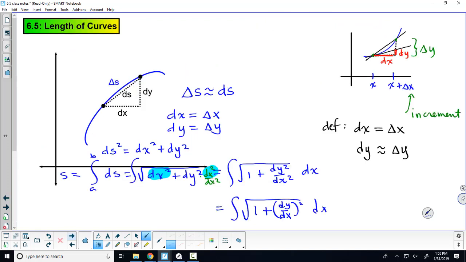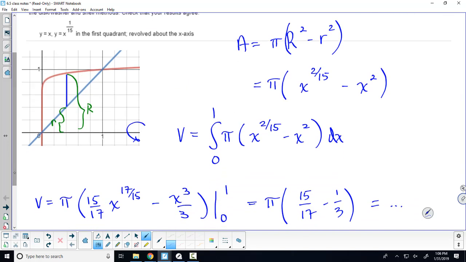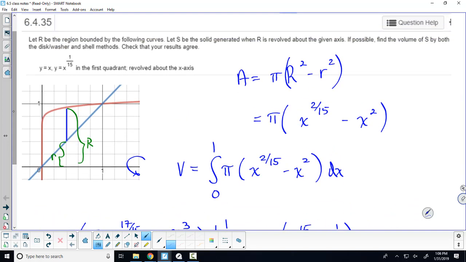For the shell method, yeah. That part, how would we do? Oh, did it ask for both methods? Yes. Sorry, I didn't pay attention to that. Okay, so that is using the washer method, and I guess I missed that it says to find the volume with both disk, washer, and shell.